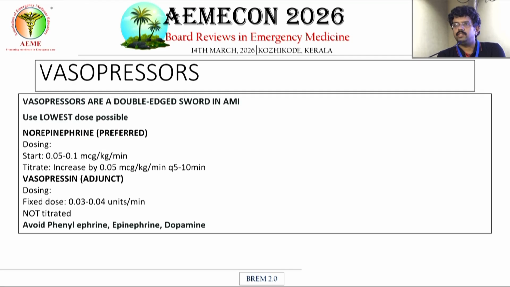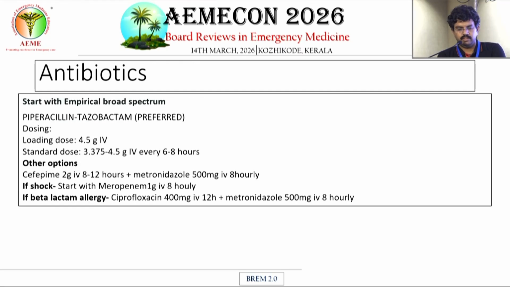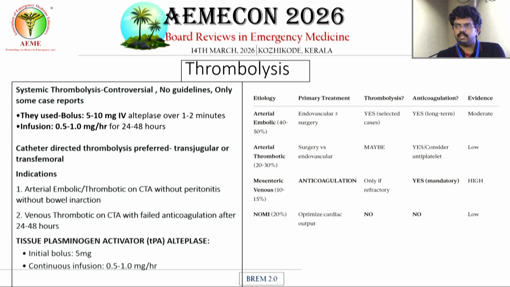Vasopressors are a double-edged sword, so use the lowest dose. We can use norepinephrine or vasopressin as adjuncts, but avoid epinephrine, dobutamine, dopamine, and phenylephrine. Antibiotics: start with empirical ones, and if shock, go for meropenem. Is there any role for thrombolysis? Systemic thrombolysis is controversial. There is no guideline recommendation. In some cases, they have used 5 mg of alteplase followed by infusion.